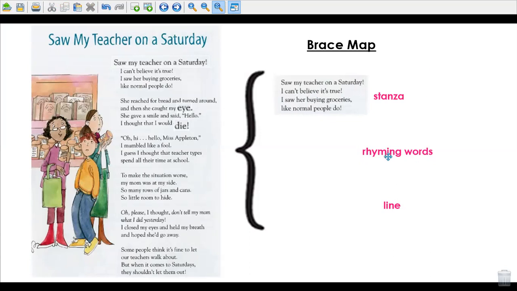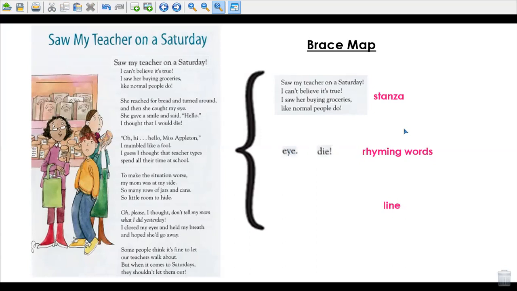Now, the next thing I have are rhyming words. So go ahead and look at our poem, Saw My Teacher on a Saturday, and see if you can find some rhyming words. There's a ton. If you looked at your poem and you saw the words true and do, that's correct. Those both rhyme. What if you saw the word I and I? Do those two words rhyme? Yes or no? If you said yes, give yourself some clicks or give yourself a clap. You got it right. Good job, guys.